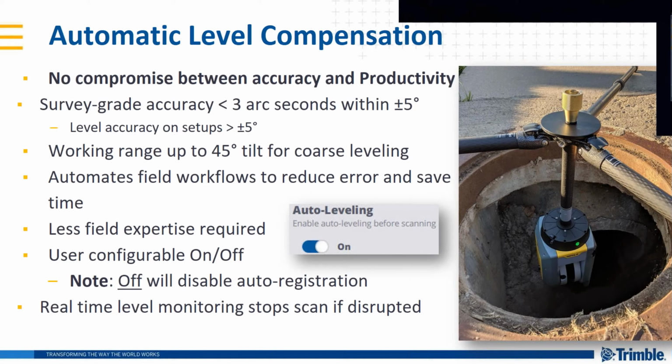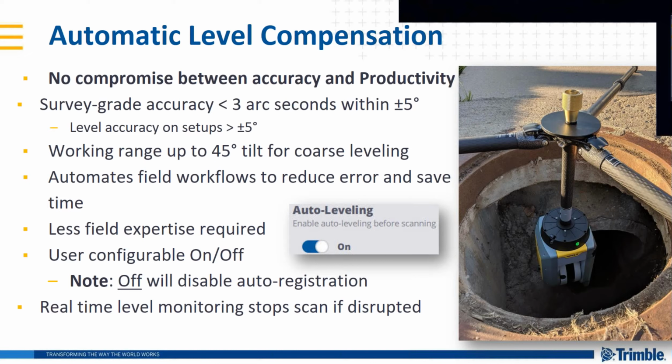Then another one of these quite unique features is, of course, the level compensation. As long as the scanner is within ±5 degrees, whether that is upside down or the correct way up, we will compensate it to better than 3 arc seconds. We can actually compensate it all the way up to 45 degrees, but we don't say that will be within 3 arc seconds.